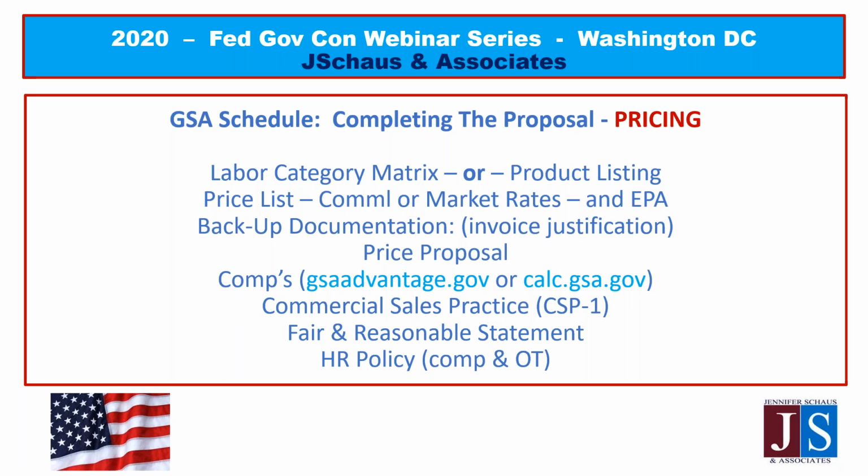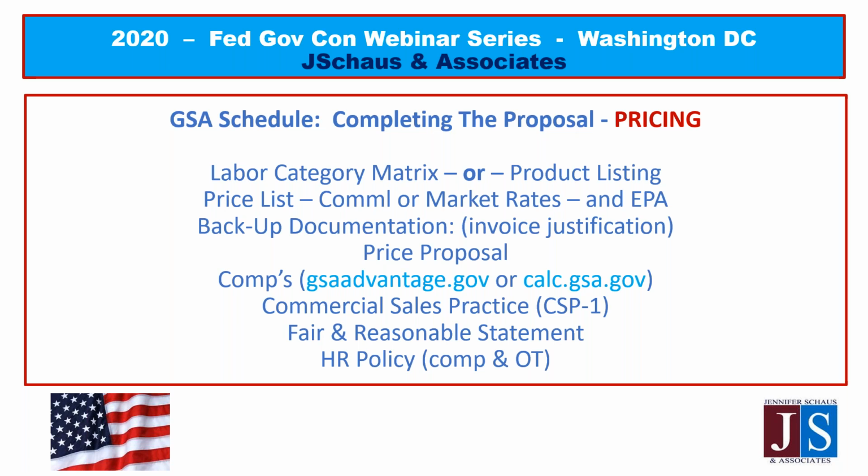So either you're using commercial rates or market rates. Commercial rates, these are typically just your set in stone rates. Your market rates fluctuate based on who your customer is. Sometimes we mark it up, sometimes we mark it down. That would be market rates. And then associated with that is the EPA. EPA is the Economic Price Adjustment. So this is how you will increase your GSA schedule awarded rates year over year.